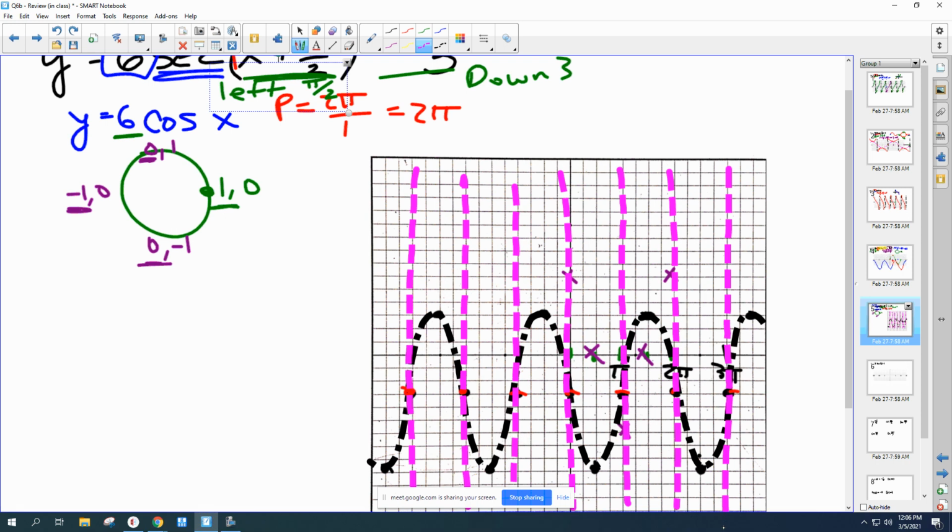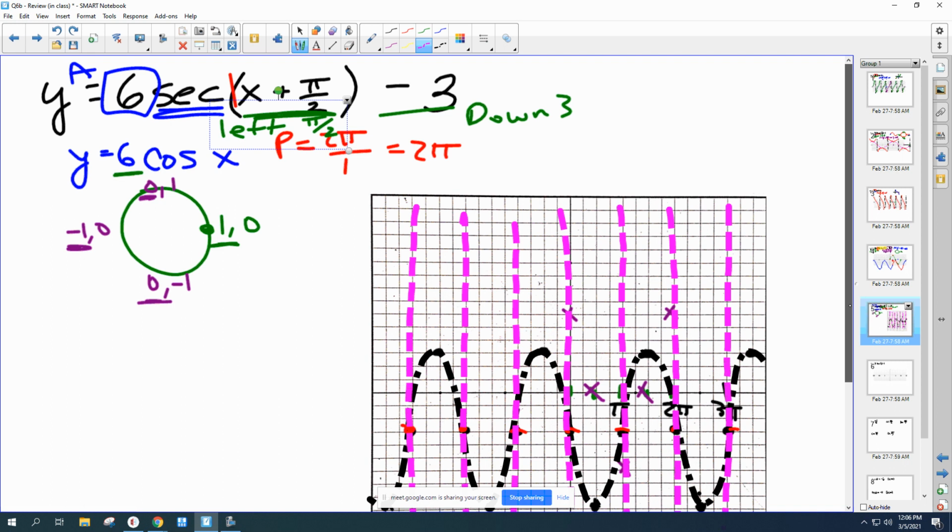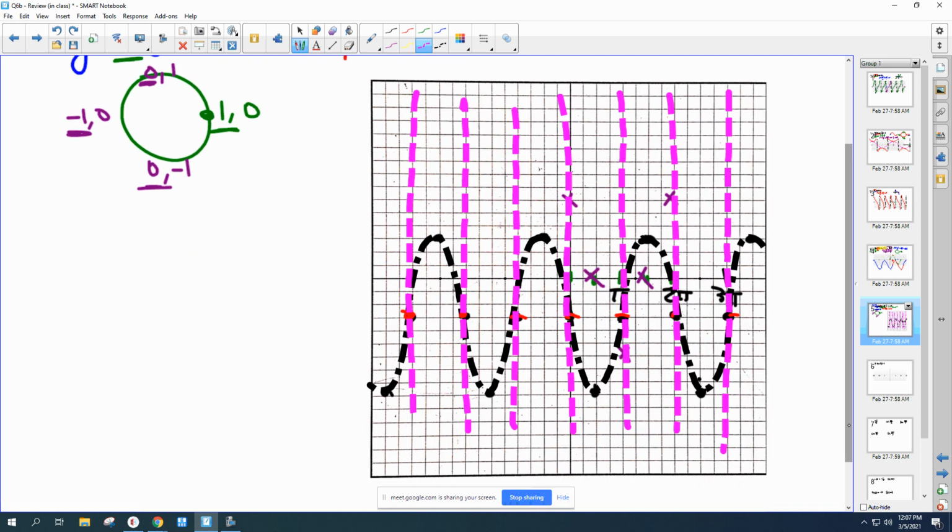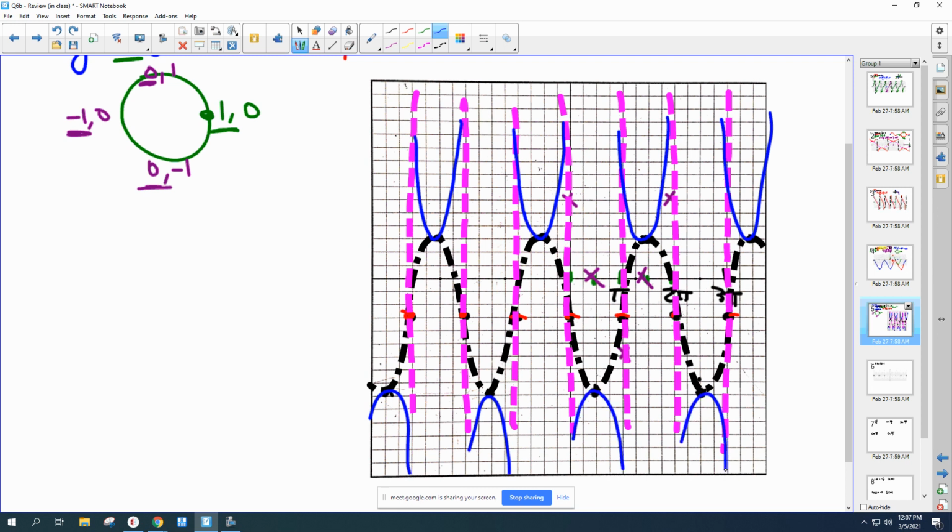Okay. And then since it's a secant, we do the reciprocal. We're going to flip the house. So you're going to U shape here, U shape here, here, here. Secant. Out of all that, the answer is blue. Everything else is really invisible.